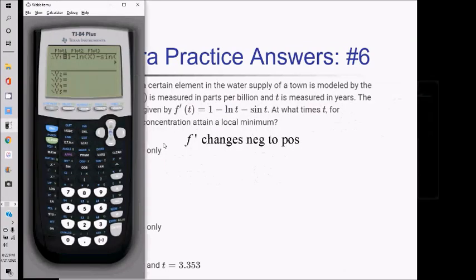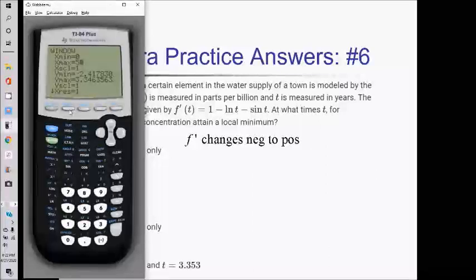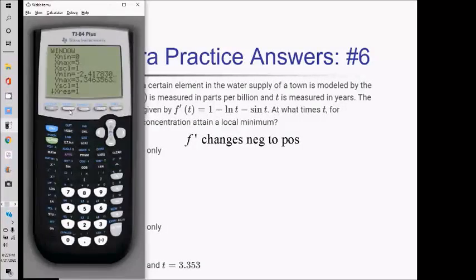So going to my calculator, I'm going to go to window, and I'll do 0 to 5 for my x min and x max. And then I'll do zoom 0, zoom fit, and that'll give me the perfect window, at least what they wanted me to see for this function. Now we're looking for negative to positive change. That happens right about here.